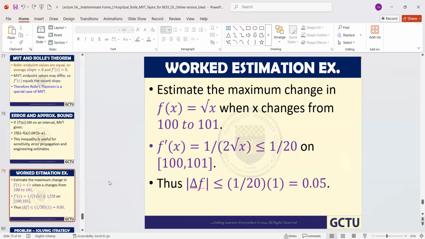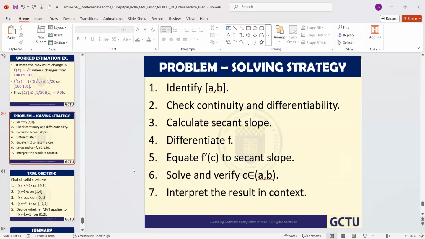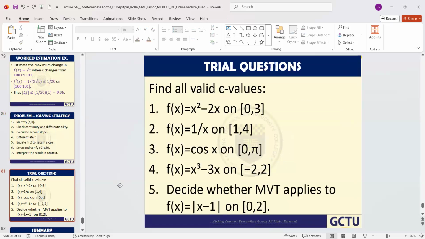Then they give a worked example of this. I won't go too much into this. If you want the details of this, it's also in the solution I have. So again, how do we go about the mean value theorem? Identify the interval, check for continuity and differentiability, calculate the slope, differentiate the function, equate the differential of the point to the slope, and then solve for that point and make sure it's in the interval. Okay, and then you have these exercises that you can try your hands on.